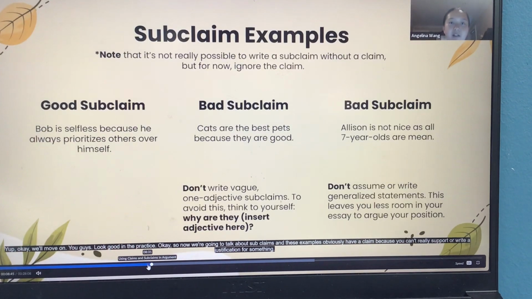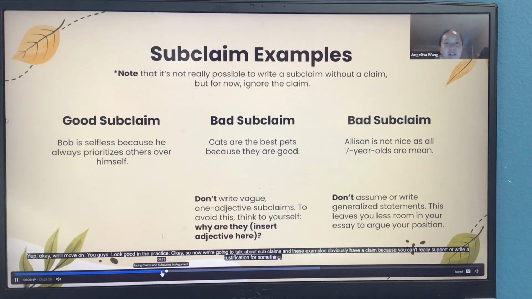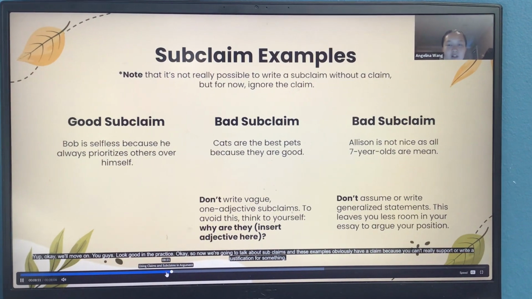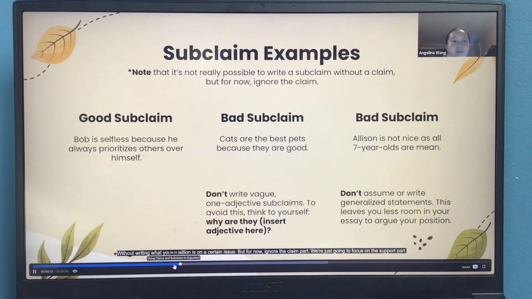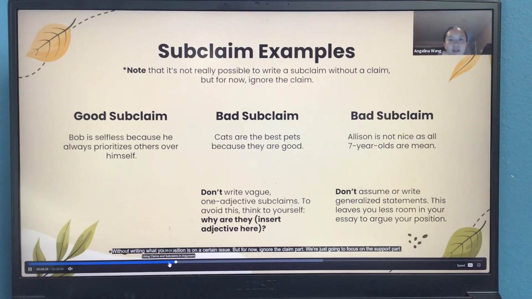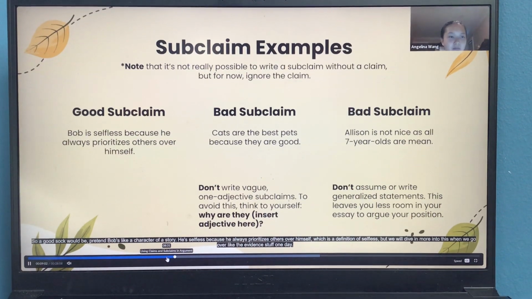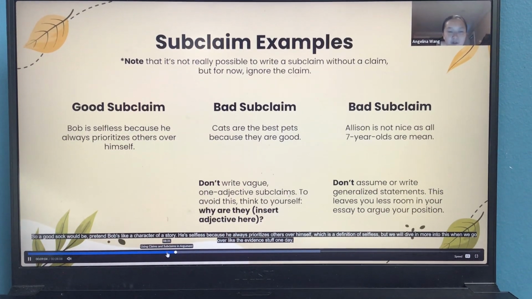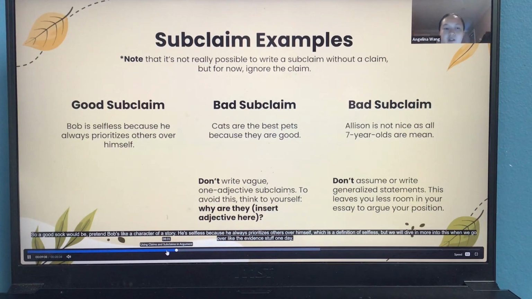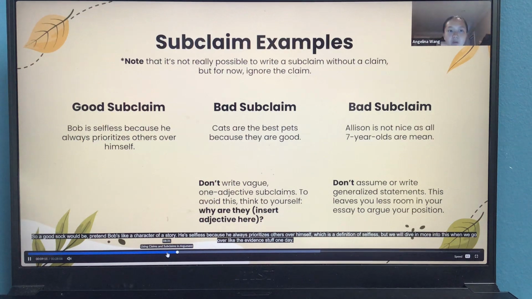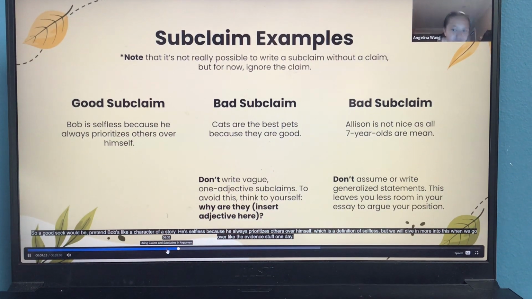So now we're going to talk about subclaims, and these examples obviously have a claim because you can't really support or write a justification for something without writing what your position is on a certain issue. But for now, ignore the claim part, we're just going to focus on the subclaim part. So a good subclaim would be: Bob, pretend Bob's like a character of a story, he's selfless because he always prioritizes others over himself, which is a definition of selfless, but we will dive more into this when we go over the evidence stuff on day 2.